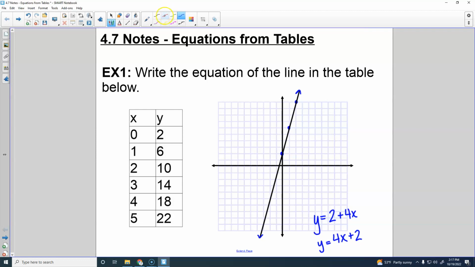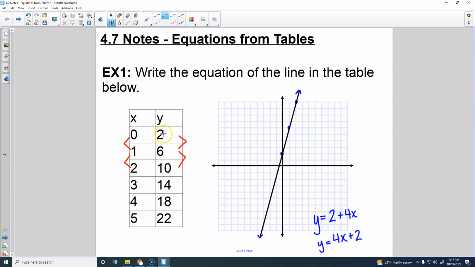So let's talk about slope first. We've already done slope from a table a little bit. What do we do to find slope from a table? Mx plus b is how we write the equation here at the end. What did we do to find the slope from a table? We looked at what was happening on each side, right? How much we were increasing by.